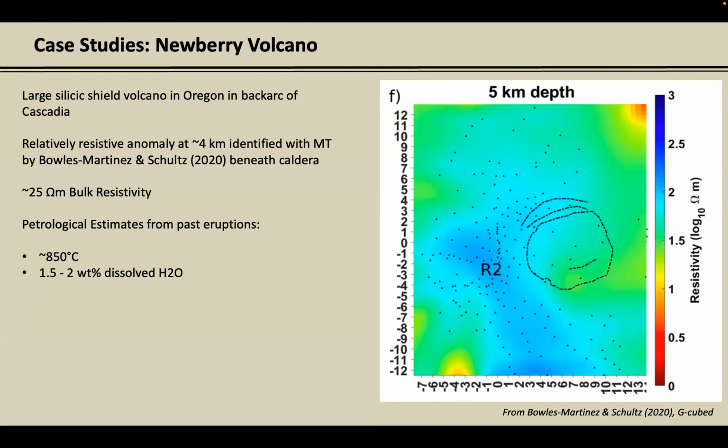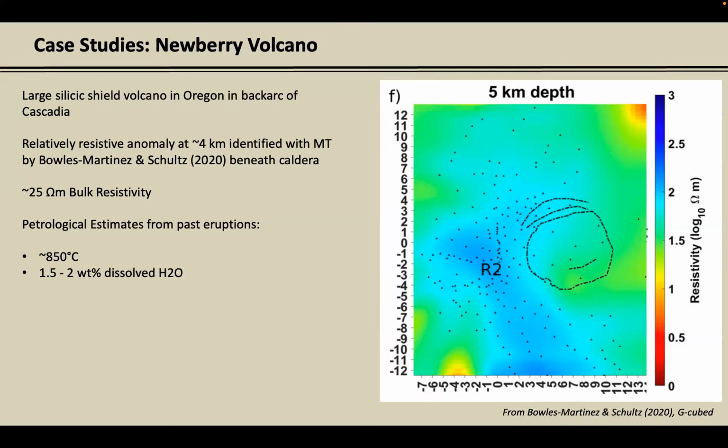The second case study I'll just quickly show is Newberry Volcano. This is a large silicic shield volcano in the back arc of Cascadia in Oregon. And here they identified a relatively resistive anomaly at 4 kilometers depth with MT. This is Esteban Bolts Martinez and Adam Schultz who did this work. And it's about 25 ohm meters. And again, they have petrological estimates from past eruptions as well with temperatures and dissolved water content.